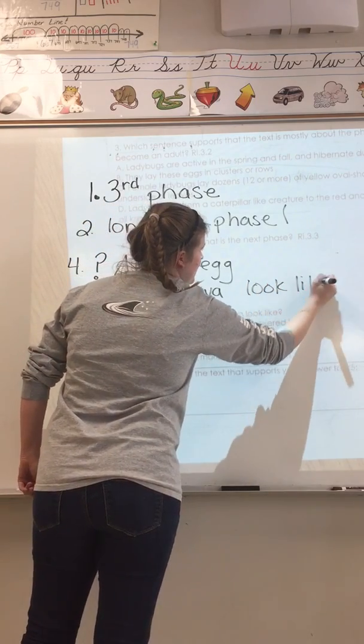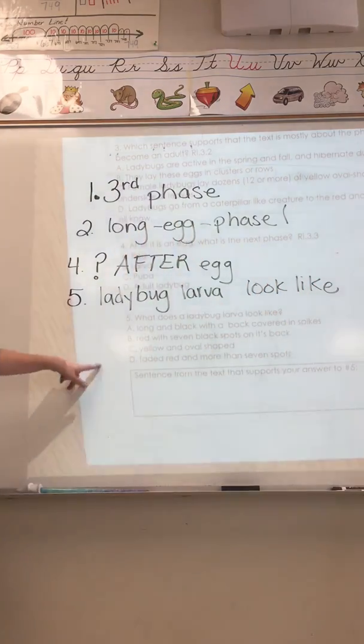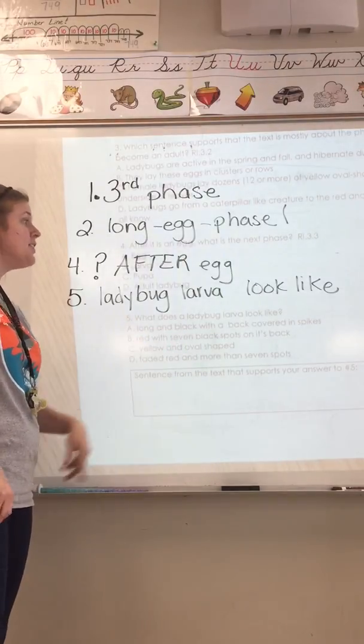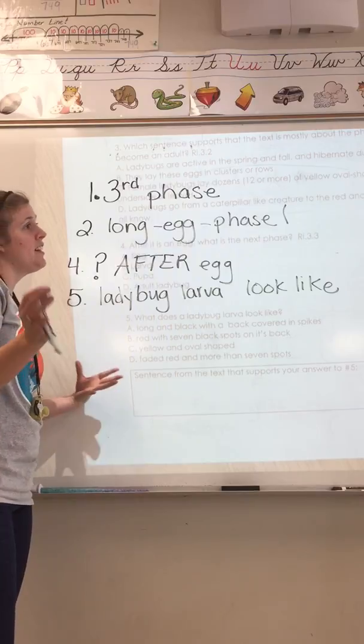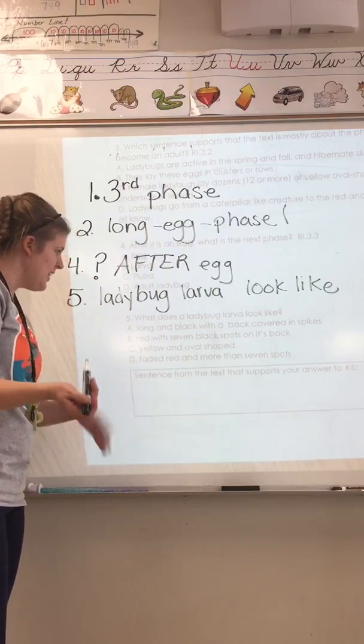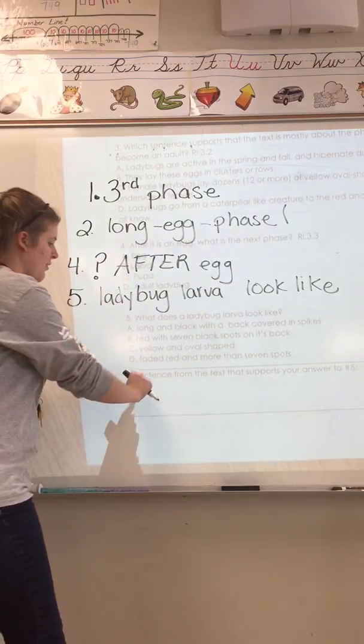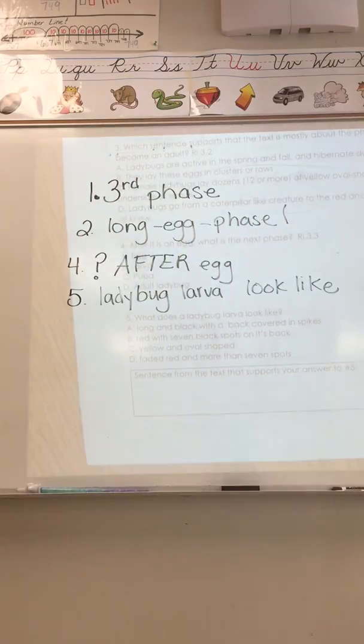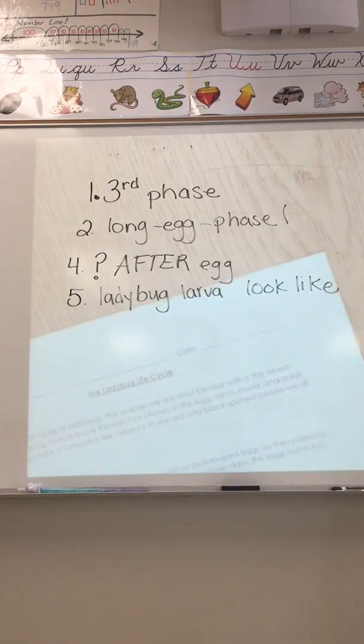And then don't miss this part, okay? It wants you to write a sentence from the text that supports your answer. So if you think a ladybug larva looks like a purple unicorn, and that's an answer choice, you would circle that and write the sentence from the story that tells you that that ladybug larva looks like a purple unicorn. All right, let's flip this bad boy over and read it together.